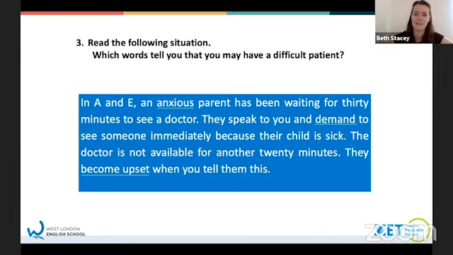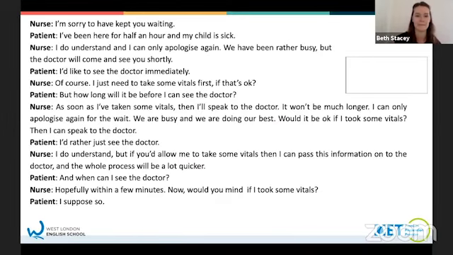Here's a different situation. And we know this is a difficult patient. We can see it's an anxious parent. They demand to see someone immediately and they become upset when you tell them the doctor isn't available. So let's have another look for some good language here.